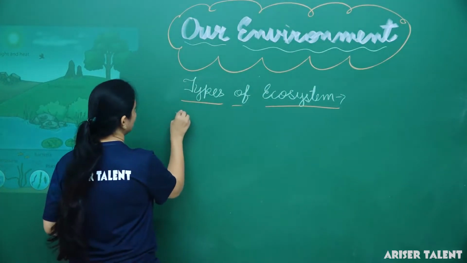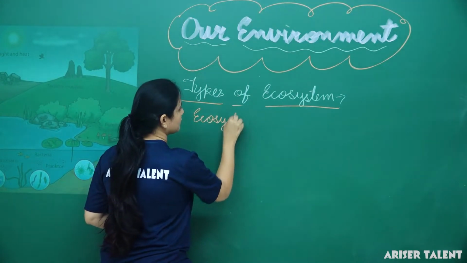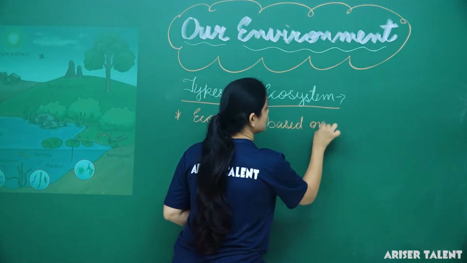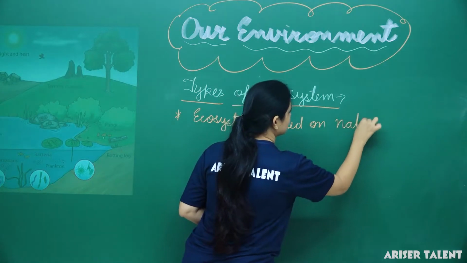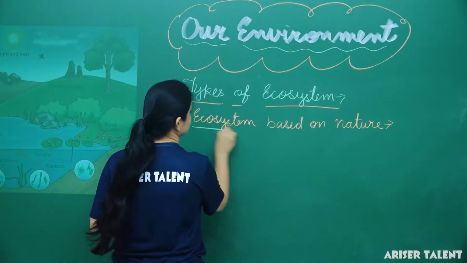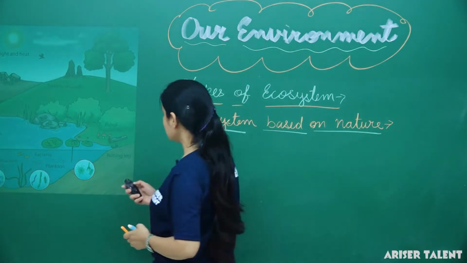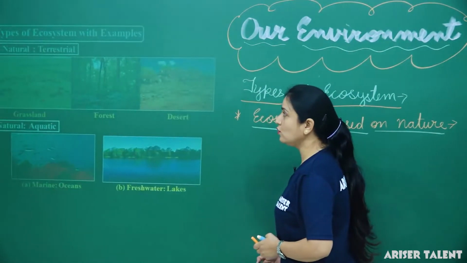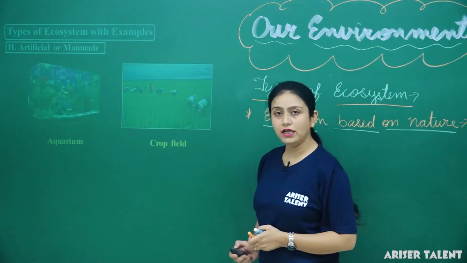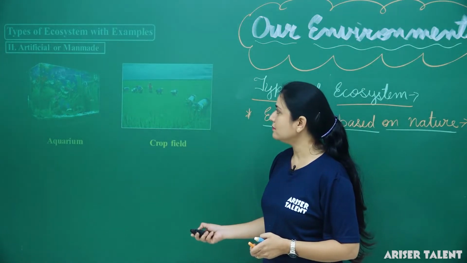Okay, first of all, we will talk about the ecosystem based on nature. Ecosystem based on nature. So on the basis of nature, ecosystem is of two types: natural ecosystem, okay, and then artificial ecosystem. First of all, we will talk about natural ecosystem.